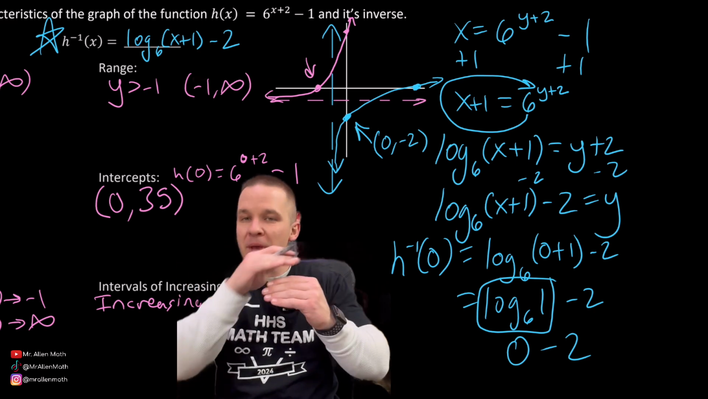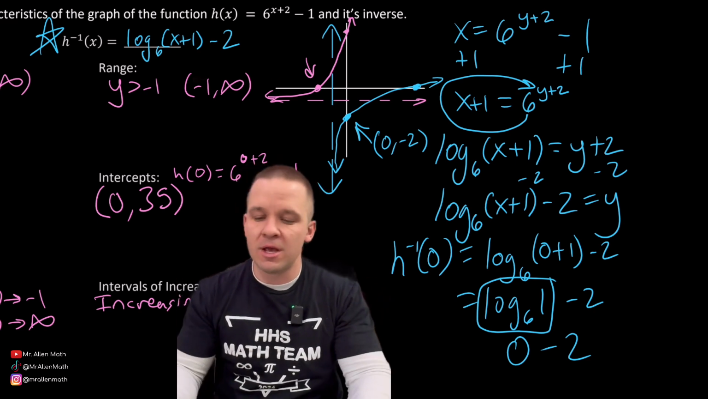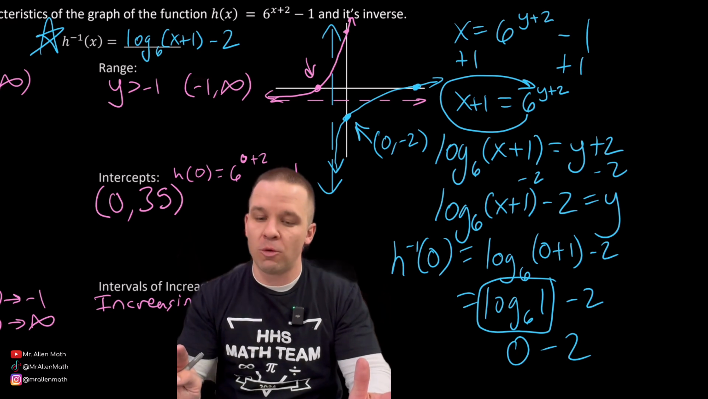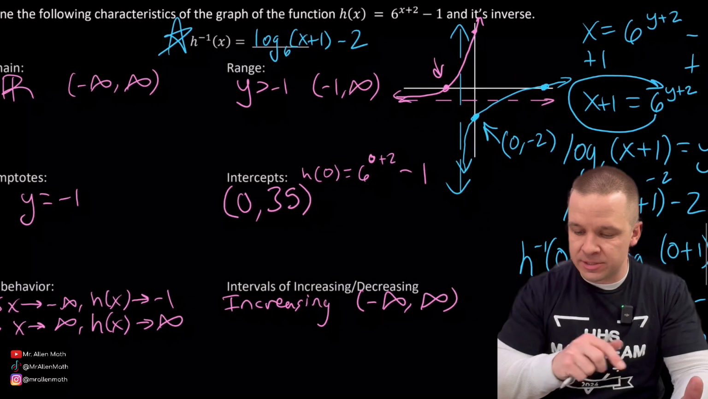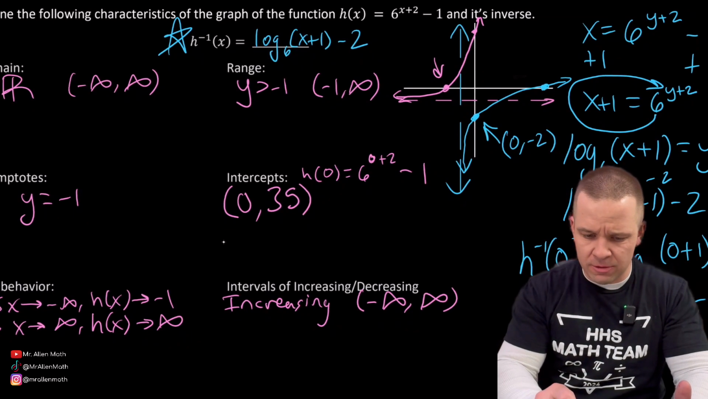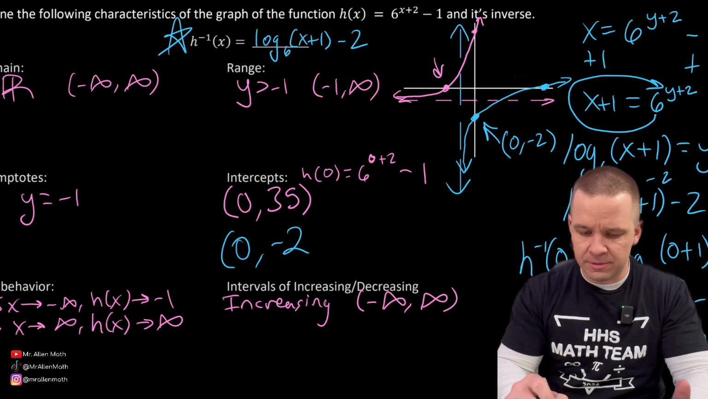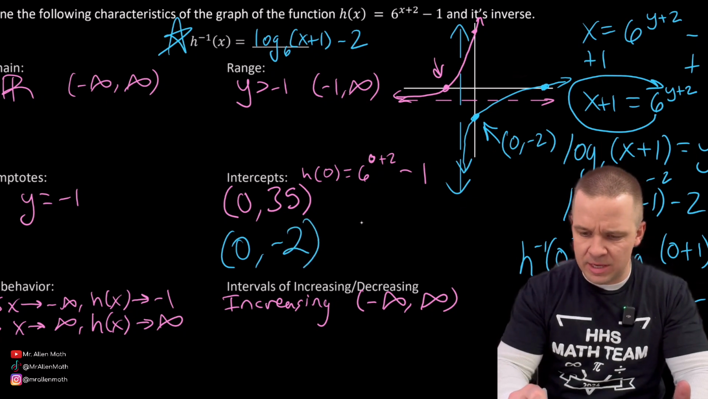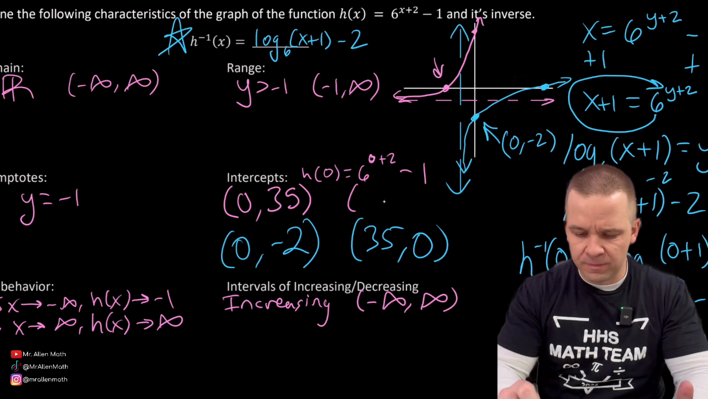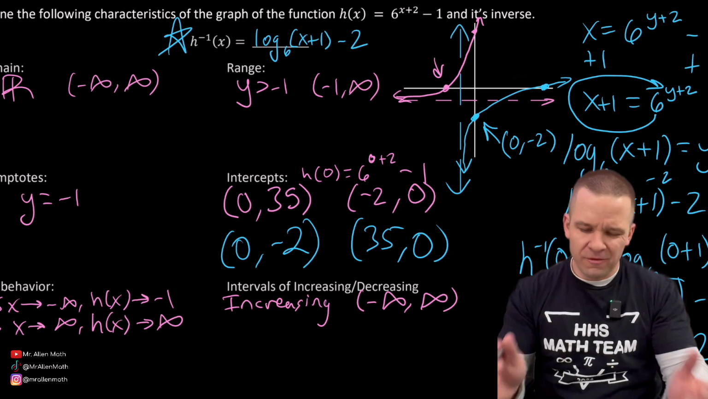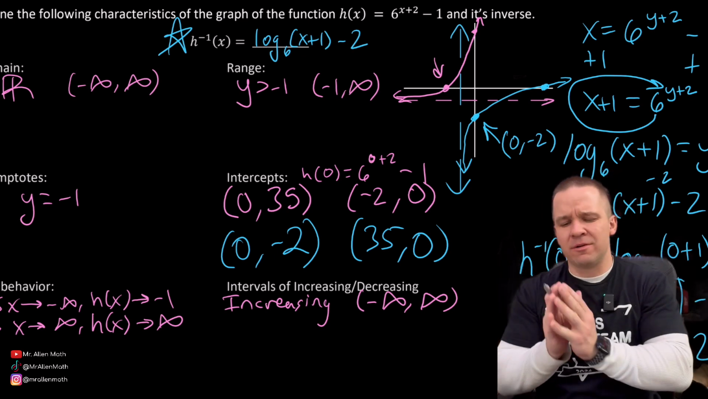Because it's below the pink horizontal asymptote, which was y equals -1. Beautiful. This actually all worked out really well. All right, let's go ahead and put that on our intercept here. We've got a (0, -2) for the y-intercept. My x-intercept is going to be (35, 0). And then we can also get that the x-intercept for this one is (-2, 0). Nice. I feel like I probably would have written them x-intercept first, then y-intercept, but whatever.